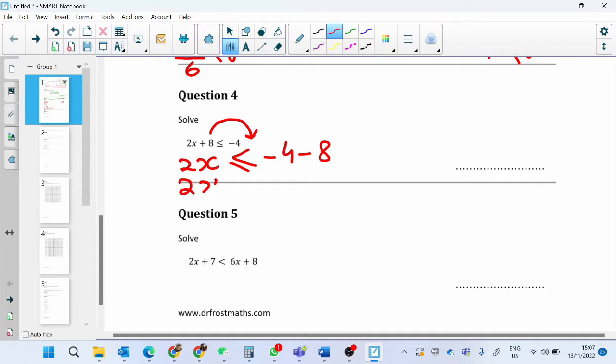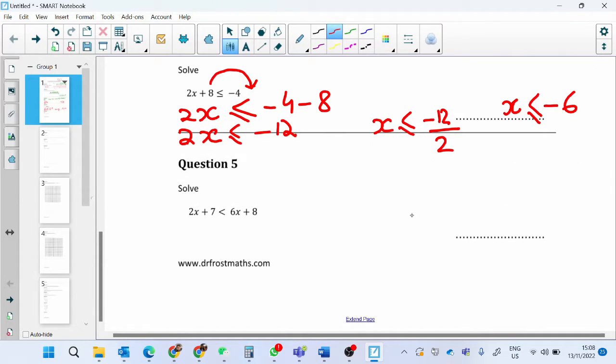So 2x is smaller than or equal to -8 and -4, it makes -12. Okay, and then again x is smaller than or equal to, this 2 is multiplying with the x, so when it goes to the other side of the inequality it will just simply divide, right? So now our answer will be x is smaller than or equal to -6.